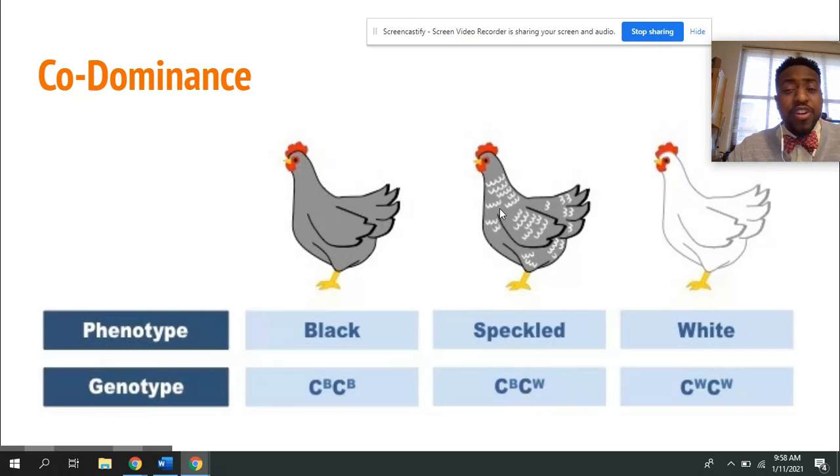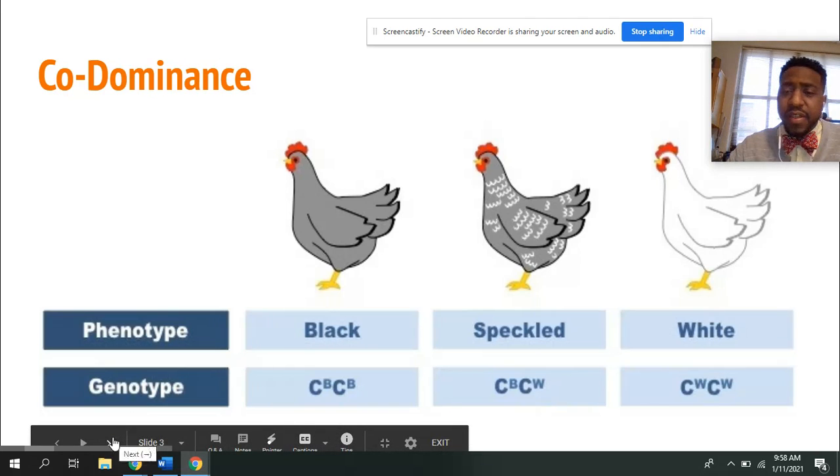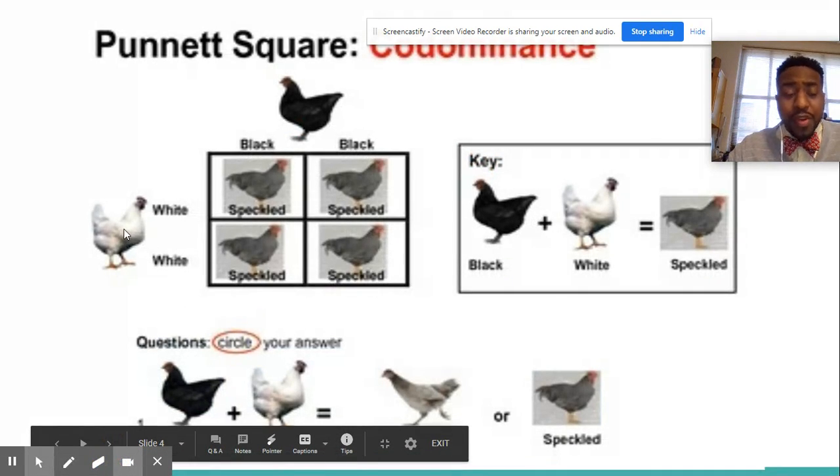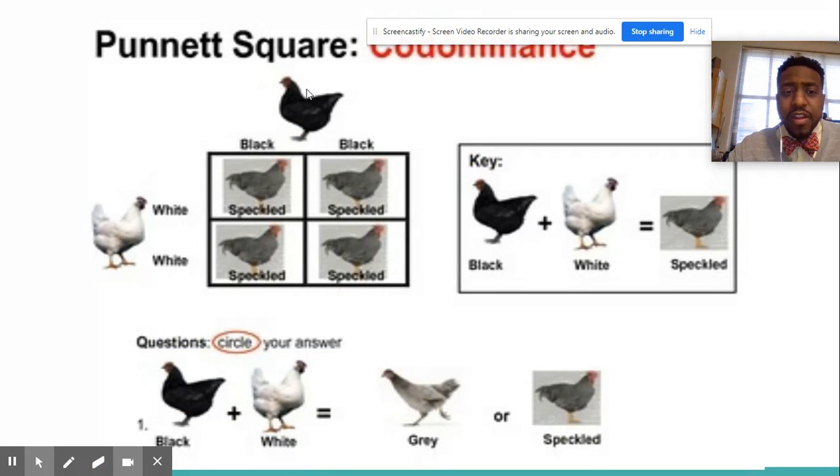Unlike incomplete dominance, where neither of them is represented, in codominance they both show up. Let's take a look at the Punnett square and see how that happened. You notice in the Punnett square, you have your black parent and your white parent, those two chickens, and they create a speckled chicken. All four of the offspring are going to be speckled.